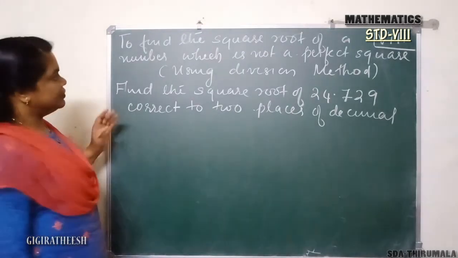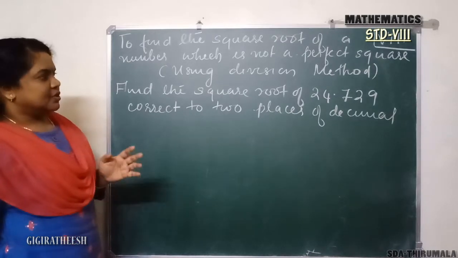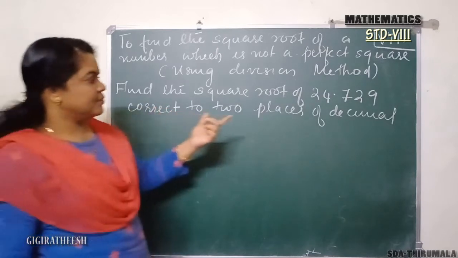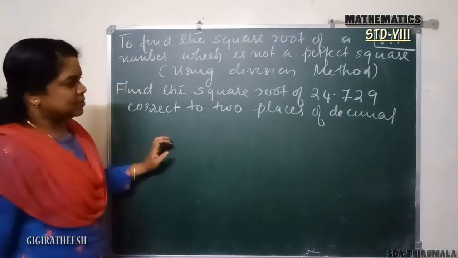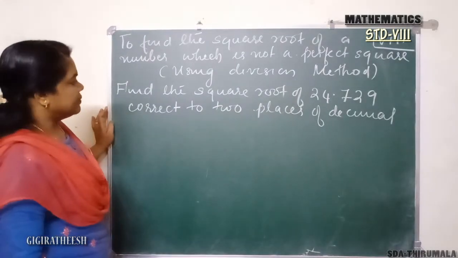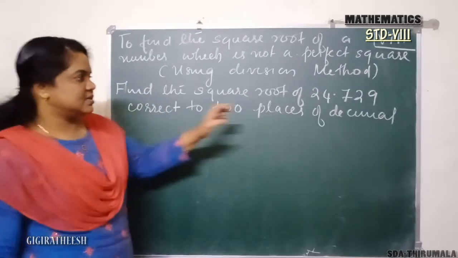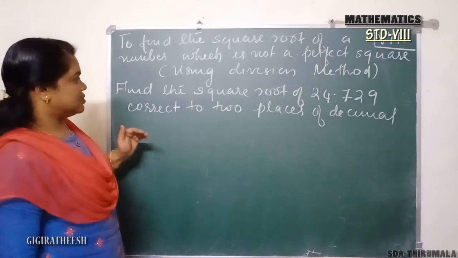The next section is to find the square root of a number which is not a perfect square by using the division method. Here is a number. Find the square root of 24.729, correct to 2 decimal places. This is a decimal number, and we need to find its square root.